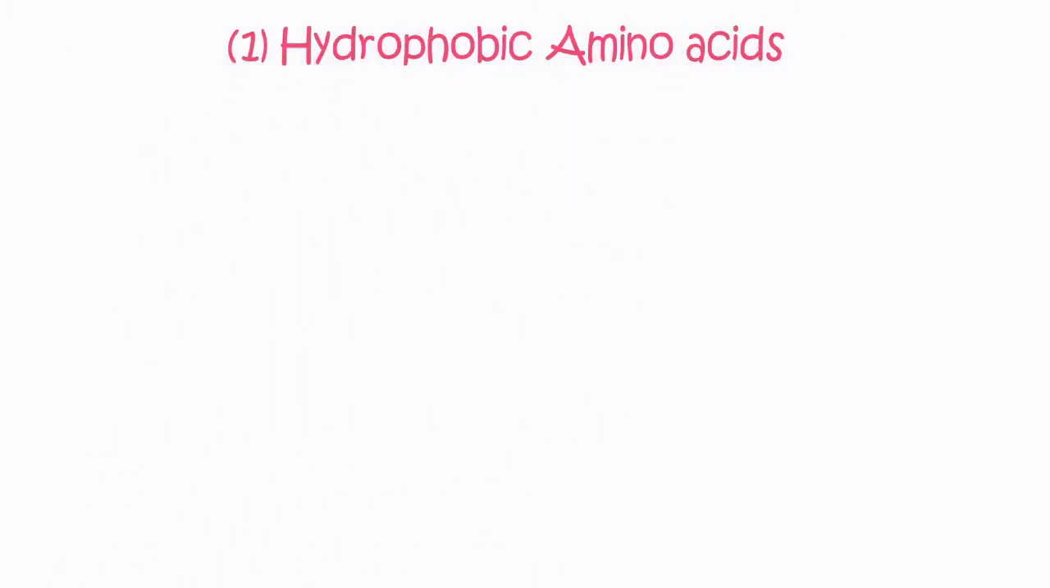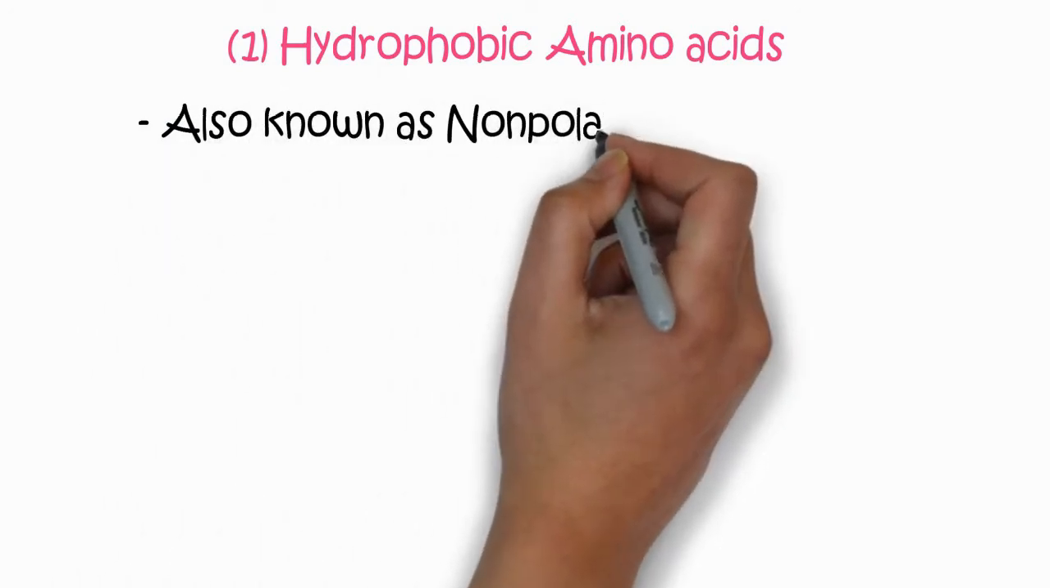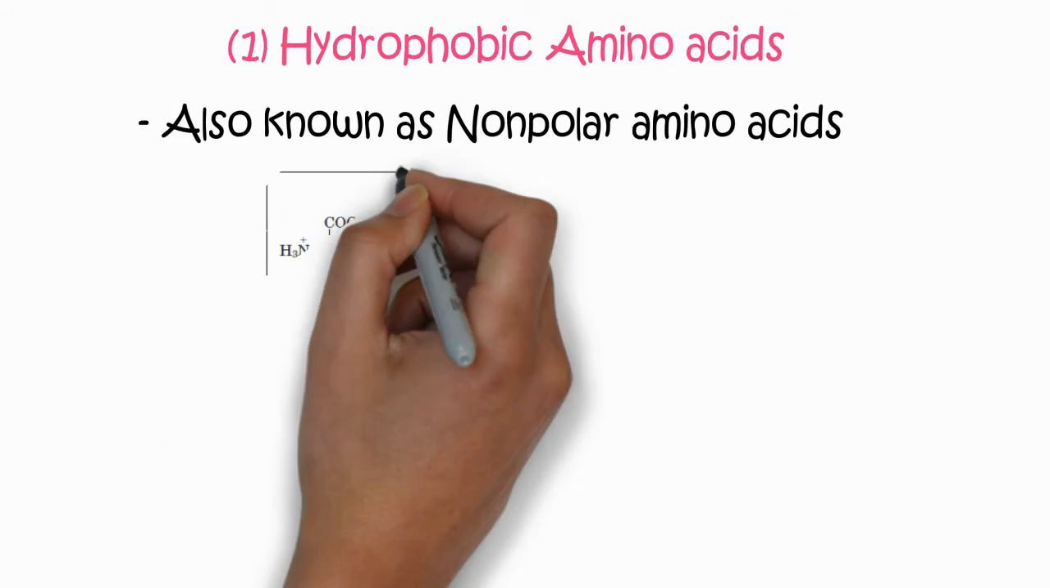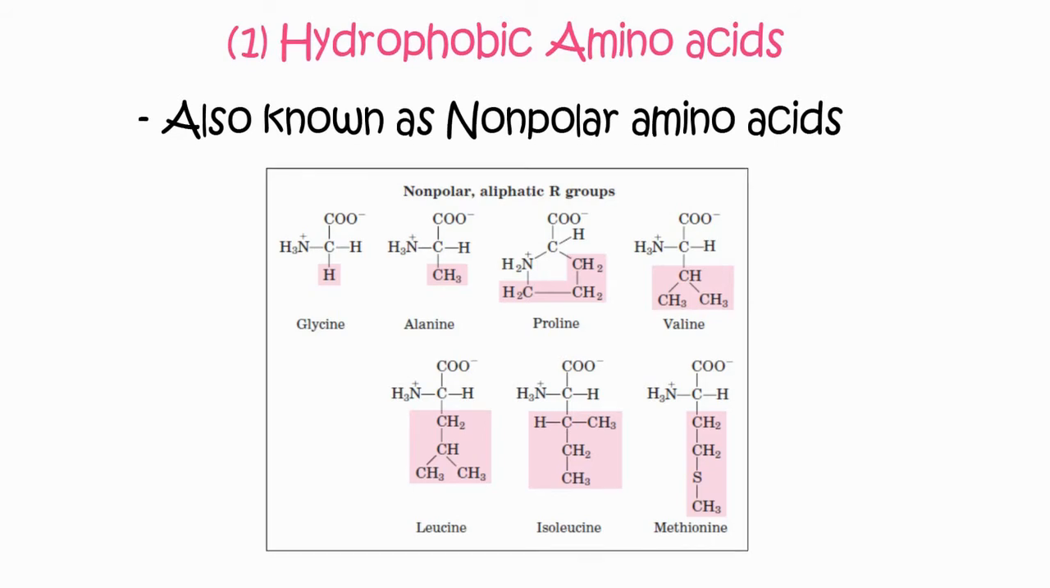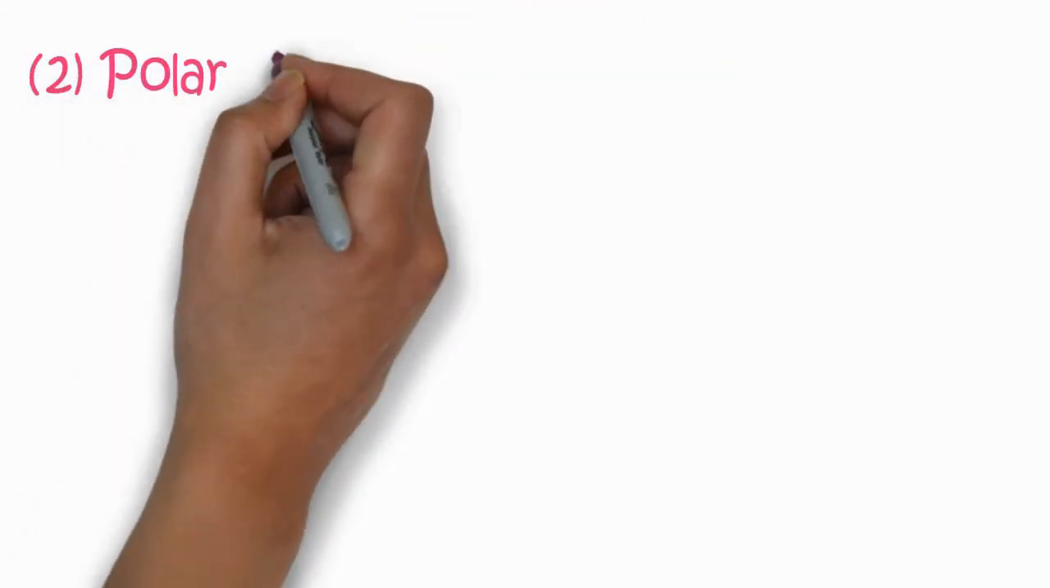Now, the first class, hydrophobic amino acids. Hydrophobic amino acids are also known as non-polar amino acids. In this picture, you can see examples of non-polar amino acids, including glycine, alanine, proline, valine, leucine, isoleucine, and methionine. The shaded part, which is the R group, is a non-polar aliphatic hydrocarbon chain, which may contain sulfur, or may be a simple aliphatic chain, or maybe a ring chain, like in the case of proline.